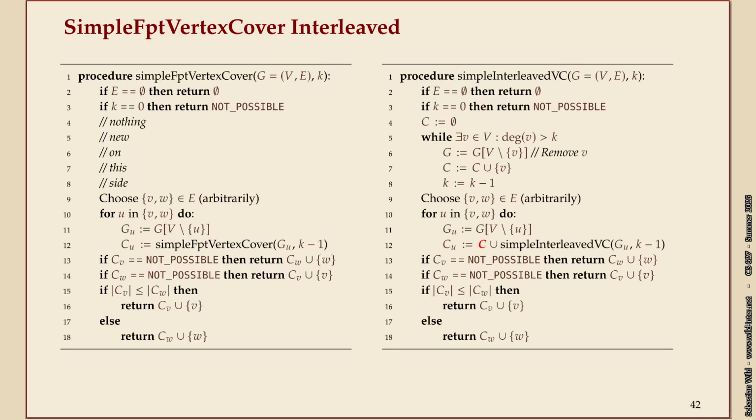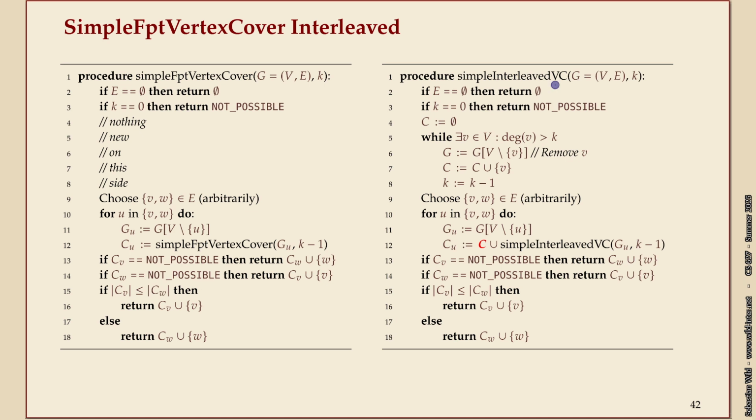And so here's some code of how this looks, because it's so long ago. Simple FPT vertex cover here is as we had it back then. Basically some base cases, otherwise we choose an arbitrary edge, and we take the two options. Either of the two endpoints has to be included. And then here we can even be smart and return the larger of the solutions. That wouldn't be necessary for just the search problem.